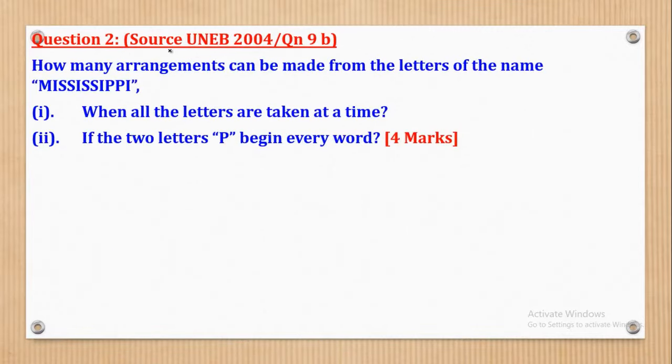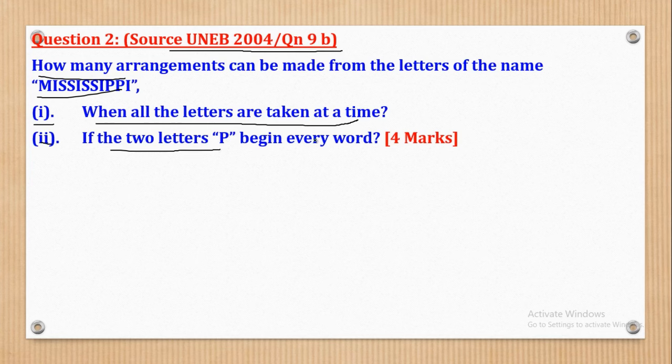Question 2 came from UNEB 2004, paper 1, question 9b, and says, how many arrangements can be made from the letters of the name Mississippi? Roman 1, when all the letters are taken at a time. And Roman 2, if the 2 letters P begin every word. So Roman 1, there is no restriction.